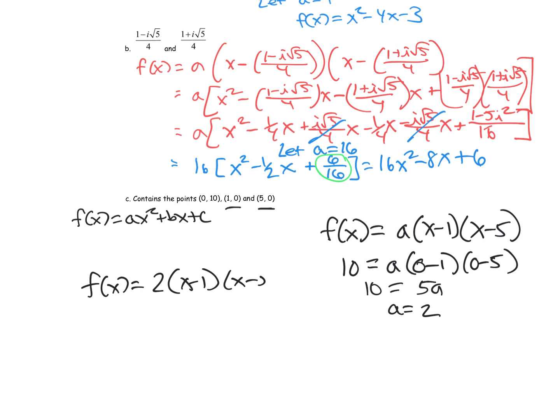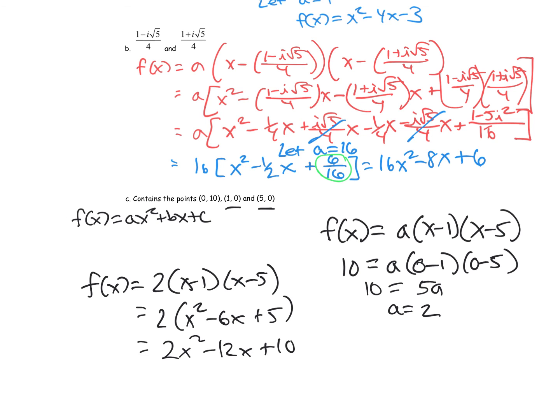Now, remember what the directions say: put it in standard form. So this isn't a big deal. We're just going to FOIL it out. So x squared minus 6x plus 5, and then multiply it by 2. So 2x squared minus 12x plus 10. So that's probably the easiest way to do it.